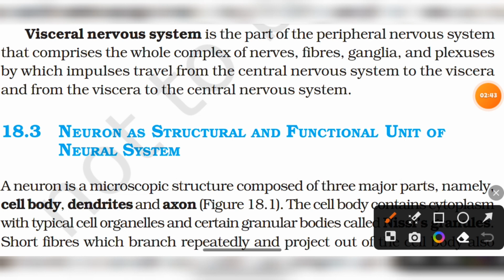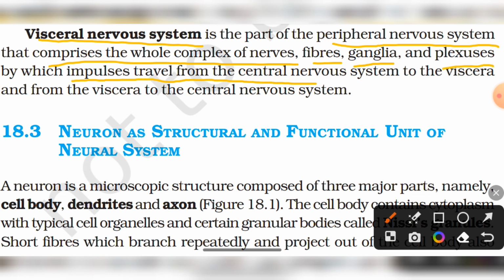The third one is the visceral nervous system. It is the part of the peripheral nervous system that comprises the whole complex of nerves, fibers, ganglia and plexuses by which impulses travel from the central nervous system to the viscera and from the viscera to the central neural system.